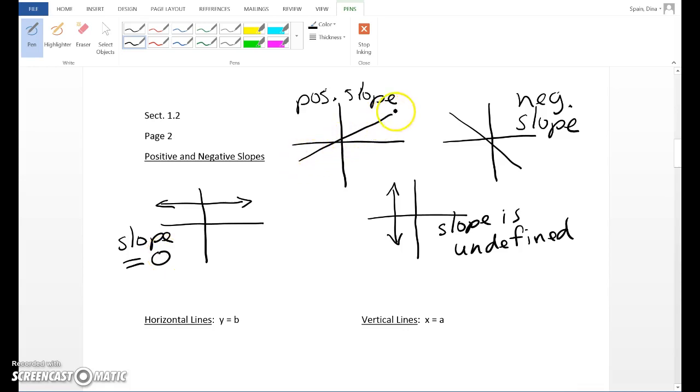Going left to right, if it's going up, that's a positive slope. Left to right, if it's going down, that is a negative slope.